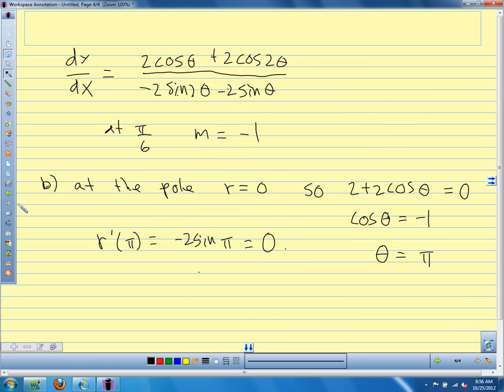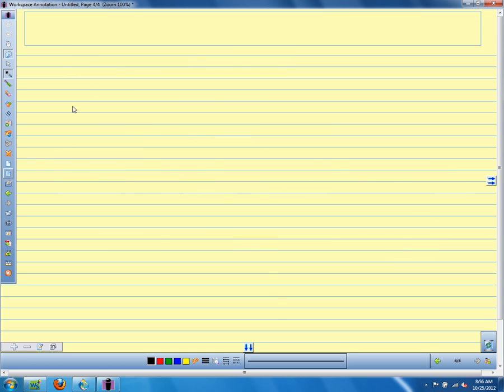And so we have an indeterminate form at the pole, so we can't find the slope at the pole because r prime is equal to 0. Let's just do the horizontal tangent, and we'll skip the vertical tangent for now because we're running out of time. So the horizontal tangent is when dy d theta equals 0.